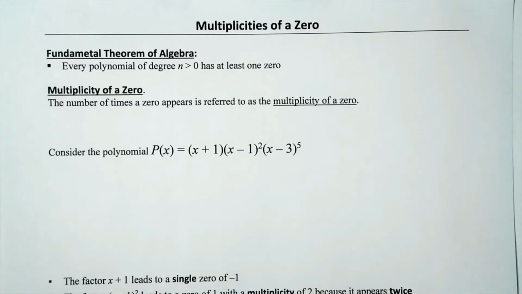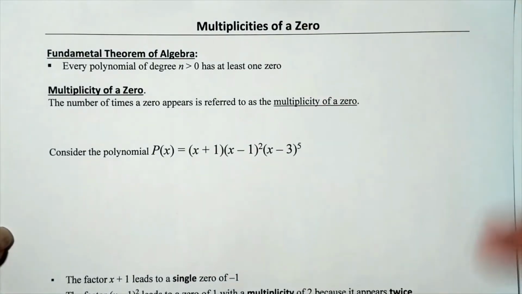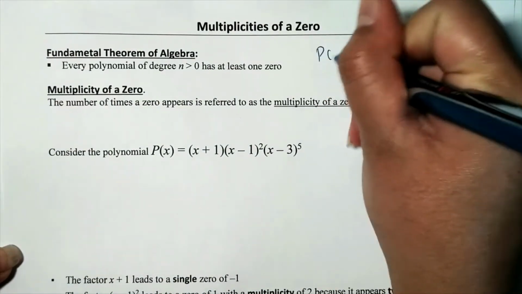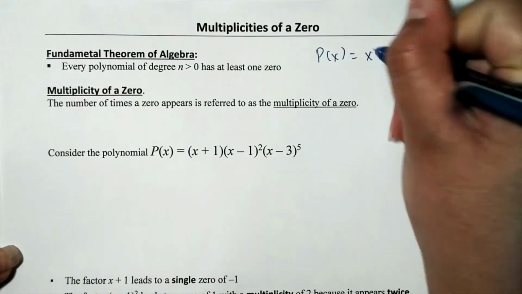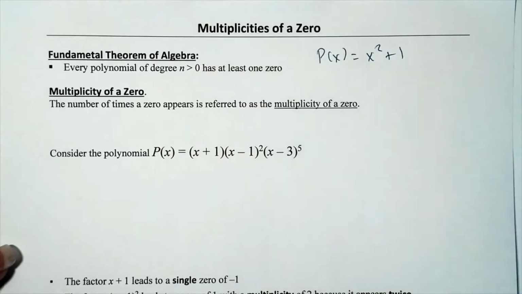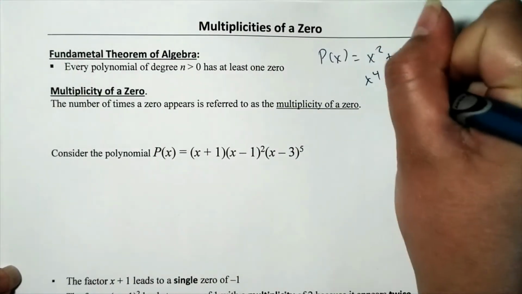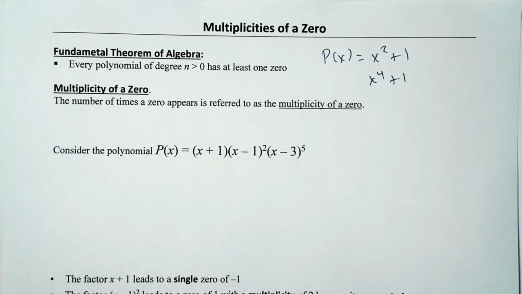The fundamental theorem of algebra says that every polynomial of degree greater than 0, or of at least 1, has at least one zero. Whatever the degree is determines how many zeros we are expected to have. Say we have a polynomial p of x equals x squared plus 1, the degree is 2, so we're expected to have 2 zeros. If the degree is 4, then we're expected to have 4 zeros, and so forth.